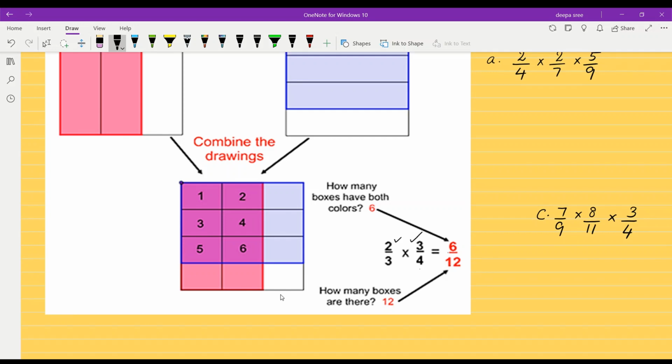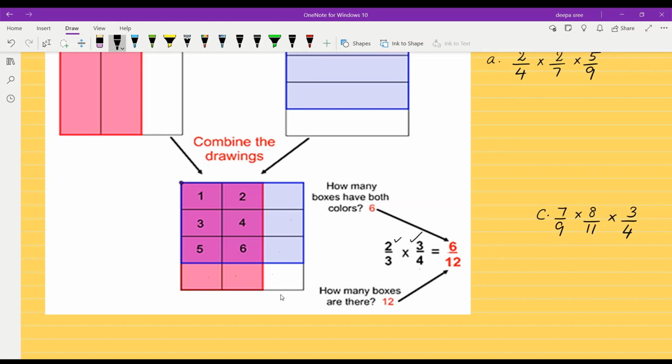If you go through the figure, then you count the total number of parts. We can see here the shaded, that is the common part, is 6, that will be the numerator, and the total number of parts: 1, 2, 3, 4, 5, 6 more parts are there. So 6 plus 6, 12 parts are there. So 6 by 12 is the fraction.